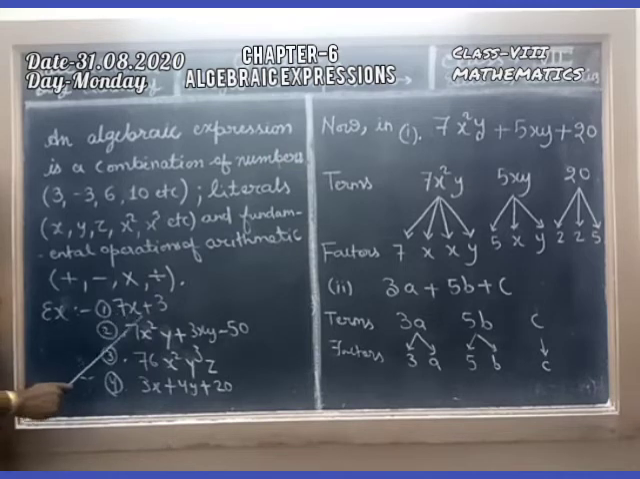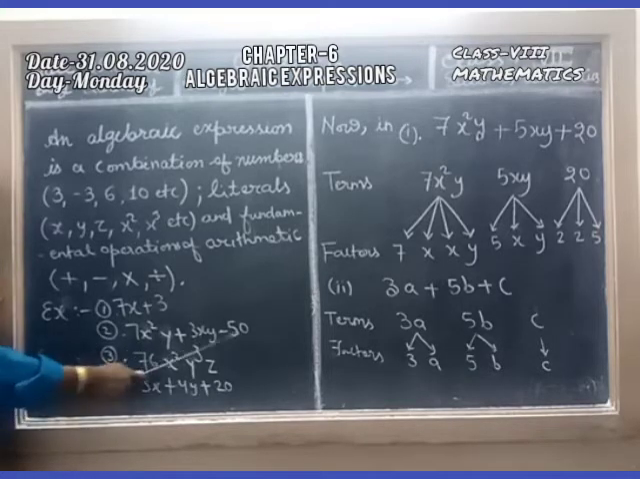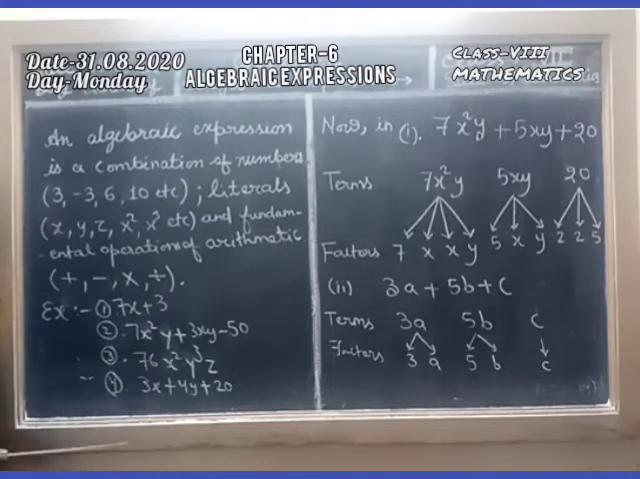Here we have two terms, 7x and 3. So this is a binomial. Here, three terms: first term, second term, third term. So this is a trinomial. Again, only one term, so this is a monomial. And one term, two terms, three terms, so it is a trinomial. We will read further about types of algebraic expression.